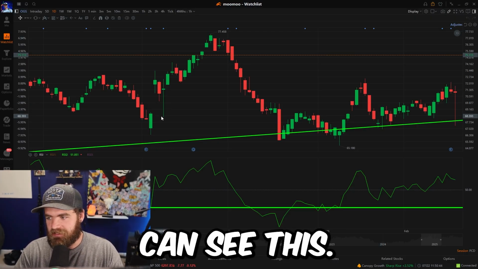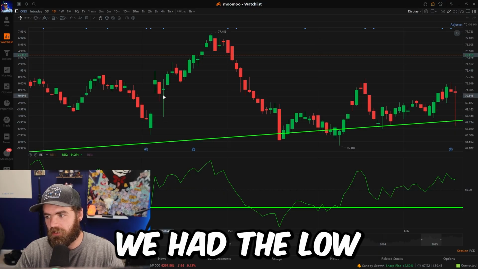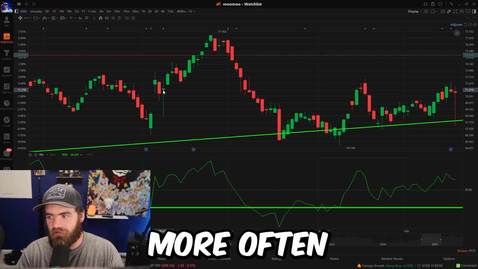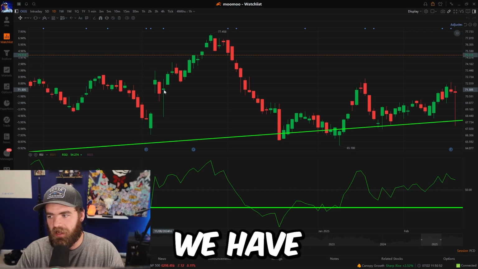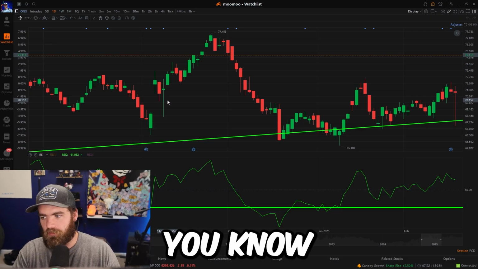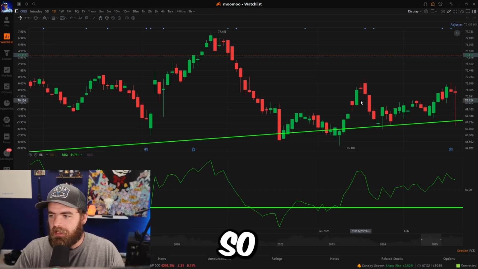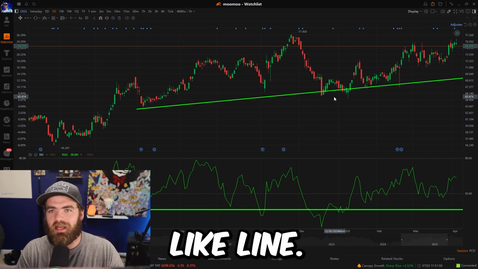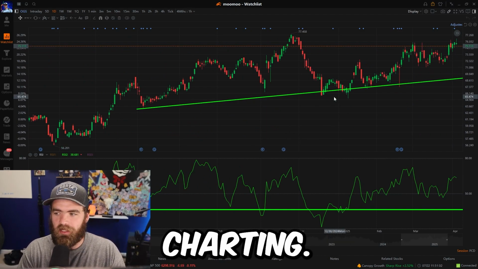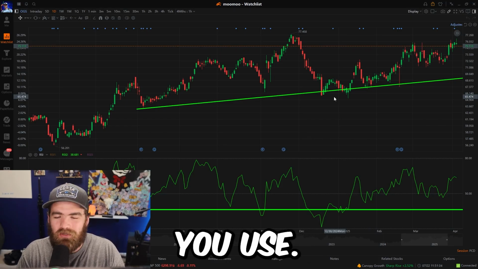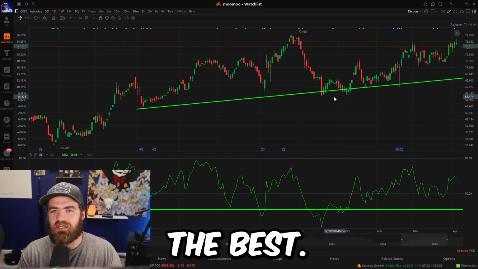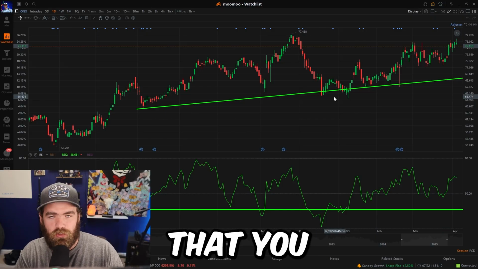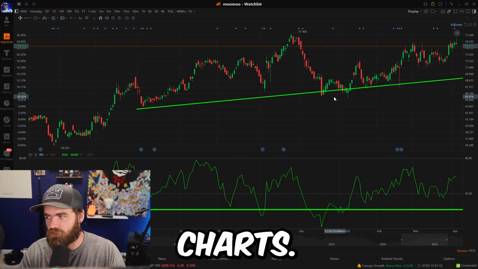So you guys can see this candlestick right here. We had the low, we had the high, we had this where it probably was trading more often in that little wiggle room, and then we have the open, and then we have the close there. So I love candles. Some of you may like line charts or whatever charting you use, but candles is by far the best for trading because it represents just more information that you can use and dissect for your charts.